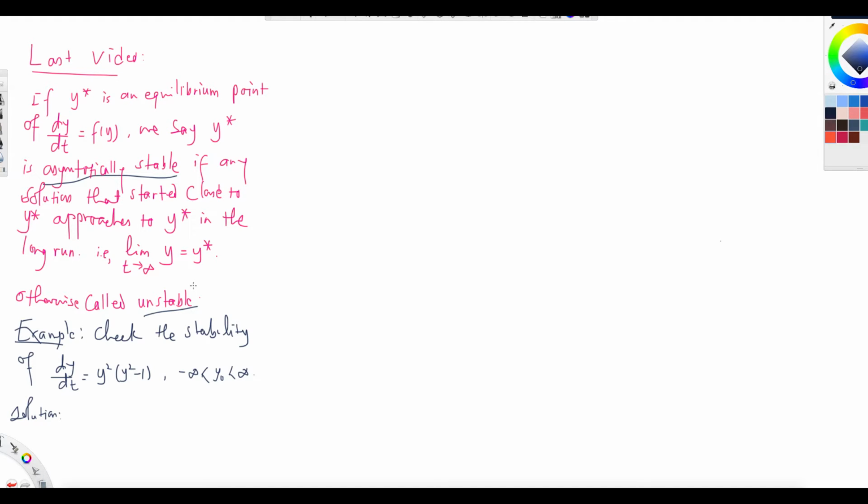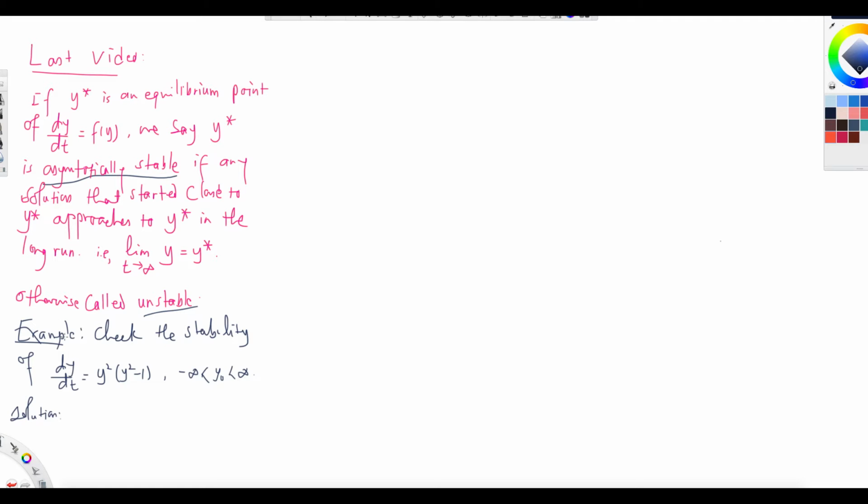In the higher dimension, if there is more than one equation, we call it saddle or whatever. We will discuss that later, but for now we just call it semi-stable, okay? So from one side approaching the equilibrium solution, from the other side not approaching, going away, okay? We'll see on this example all these types of equilibrium points, okay?